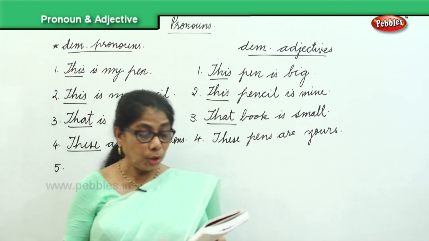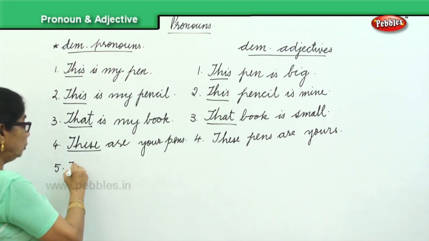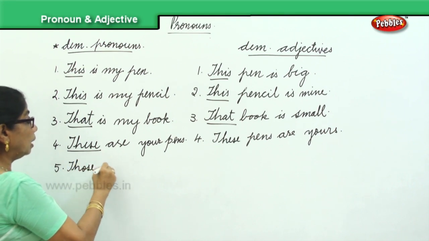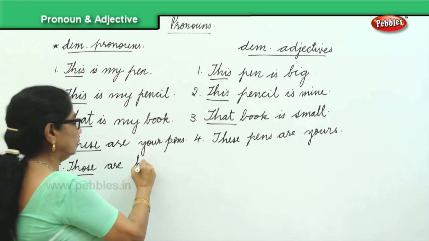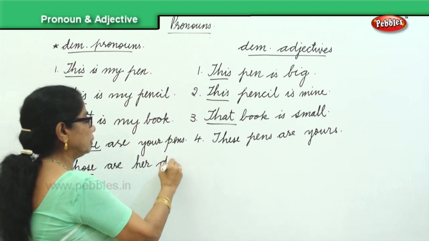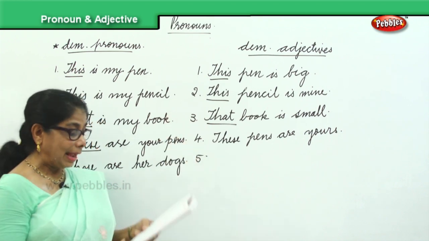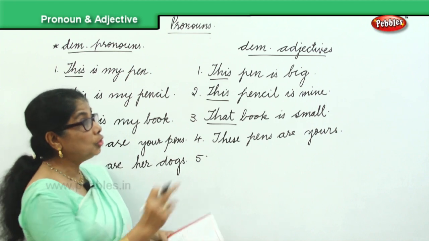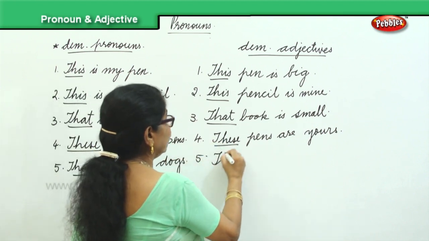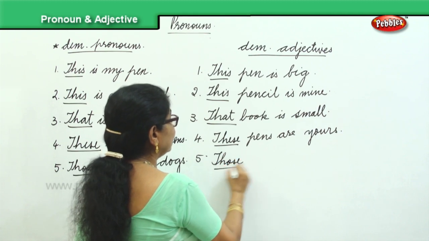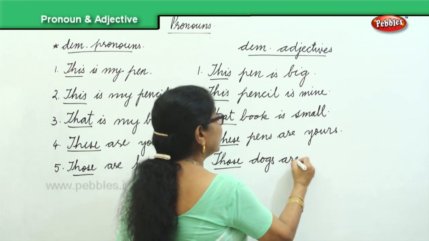Then we have, those are her dogs. Those are her dogs. And when it is demonstrative adjective, we'll say, those dogs are hers.